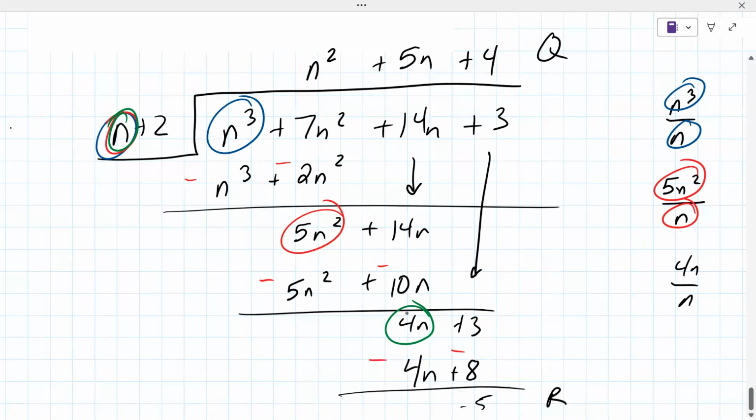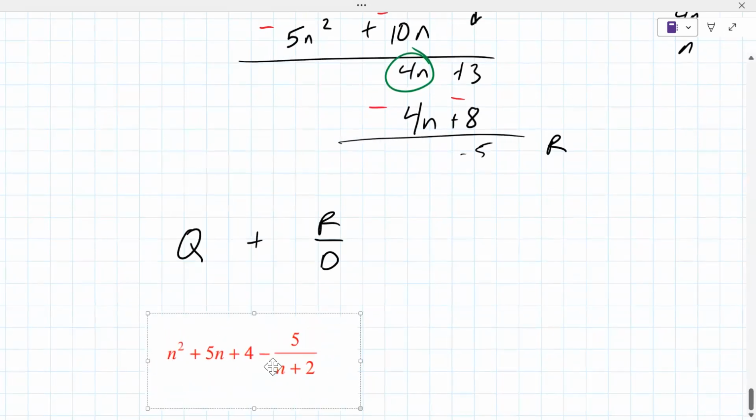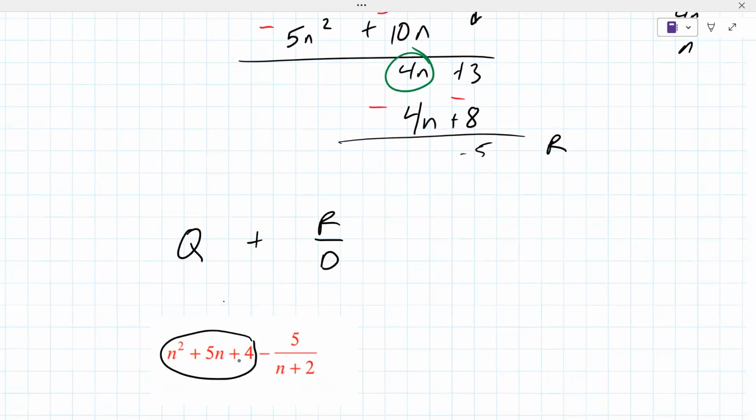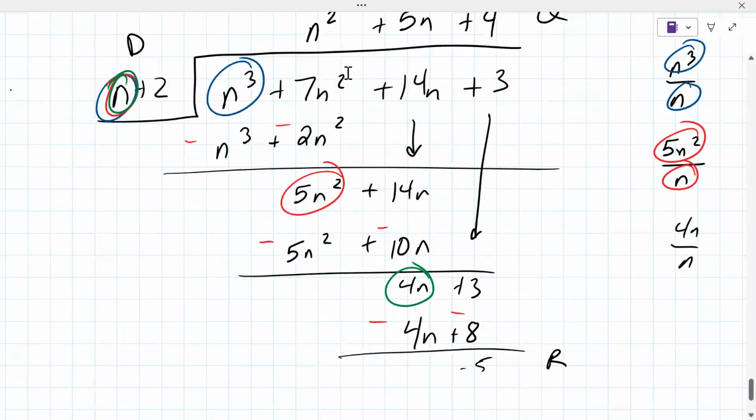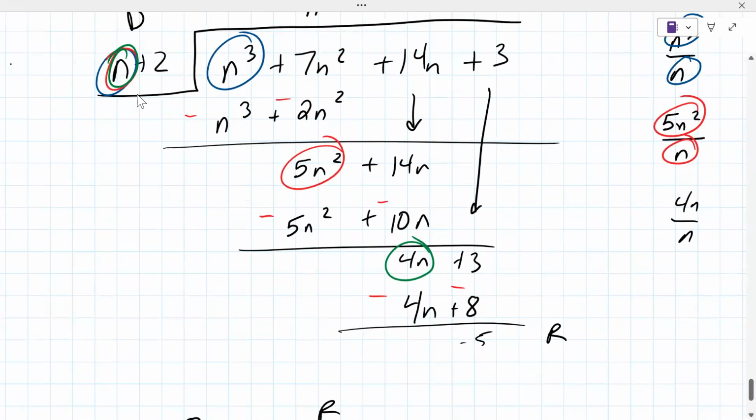That's your quotient. Down there's your remainder. That's your divisor. So the answer is written as the quotient plus the remainder over the divisor. I grabbed this from a worksheet. I don't make these up. But it looks like this when you're all done. This is the quotient, that's what you had up here at the top. The remainder is minus 5, and then the divisor is that thing you put out in front.